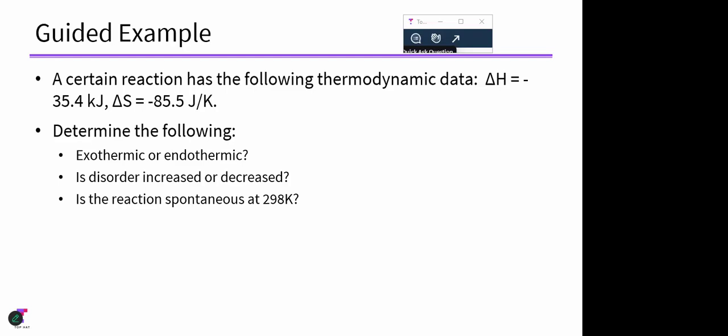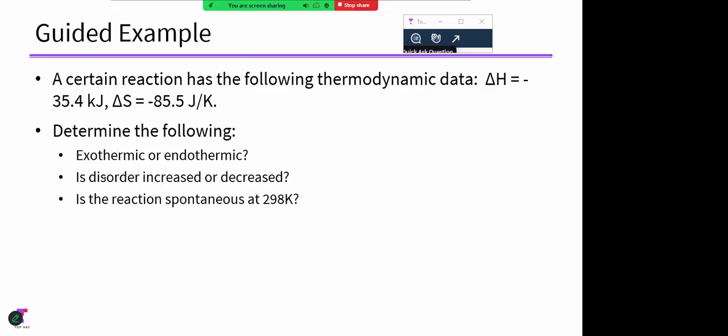So let's take a look at another example here. For a certain reaction, we have an enthalpy of negative 35.4 kilojoules and an entropy of negative 85.5 joules per Kelvin. Questions that we want to ask: is this exothermic or endothermic? Is disorder increased or decreased? And is the reaction spontaneous at 298 Kelvin?